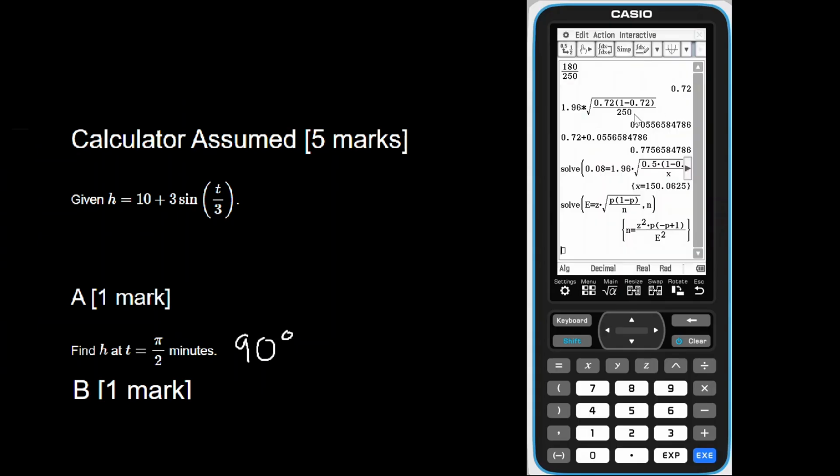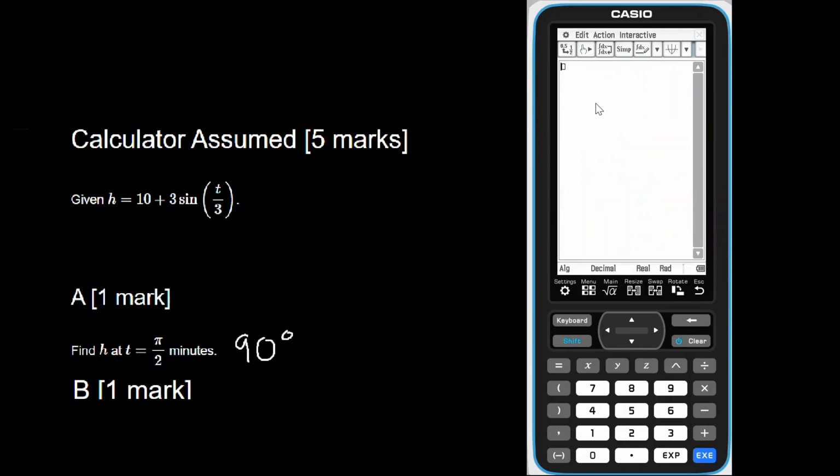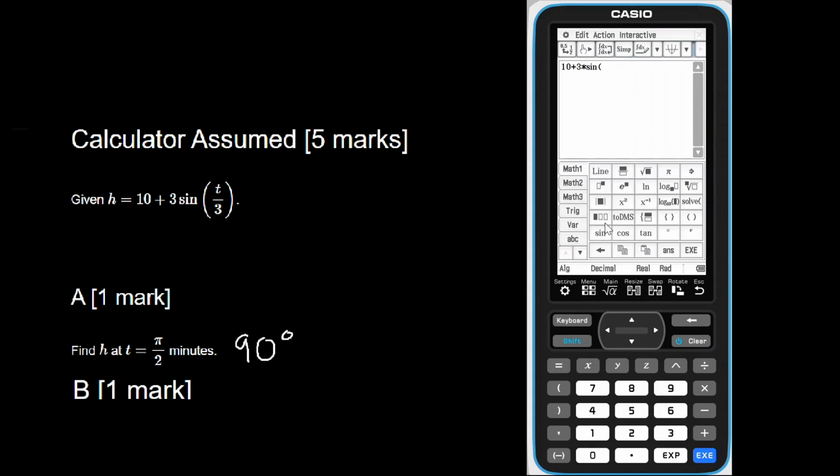How good. So all we can do is first clear all the previous work for part A, and then we just write in 10 plus 3 times pi. Let's bring up the keyboard, grab sine, and then we can put t in here if we want to, but sometimes that's a little bit hard to find if you don't have it along the keyboard here. So just use x for now. Make your life a lot easier.